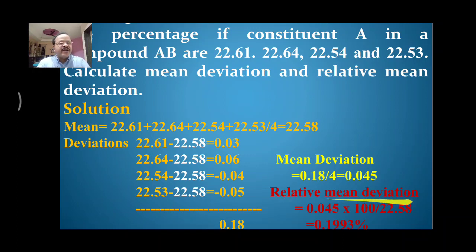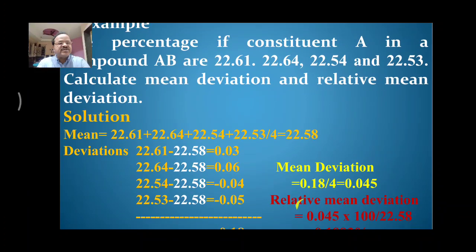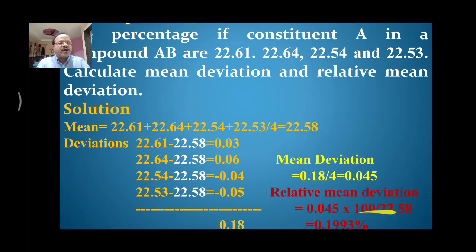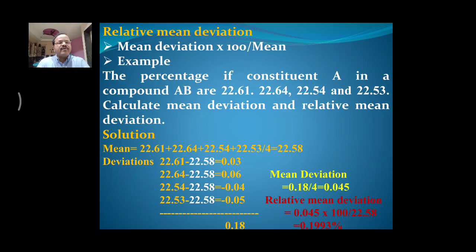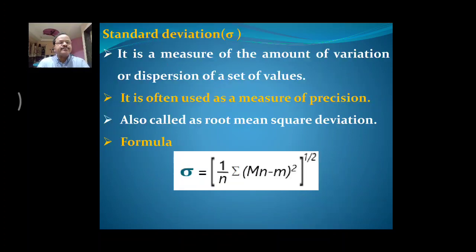Now here the relative mean deviation is the mean deviation, 0.045, into 100 divided by 22.58, which is the mean, and this comes to be 0.1993%. So this is the relative mean deviation, 0.1993%. So this is how we can find out the mean deviation and relative mean deviation.